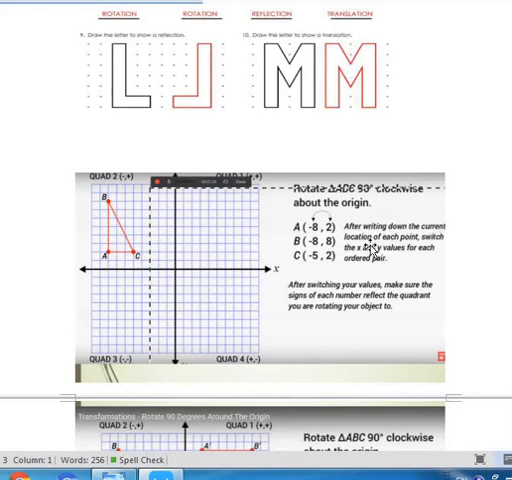After writing down the current location of each point, I need to rotate the triangle ABC 90 degrees clockwise about the origin. This is the origin, 0, 0. So after writing down the current location of each point, switch the x and y values for each ordered pair. We are going to switch to change their places. After switching your values, make sure the signs of each number reflect the quadrant you are rotating your object to. Let's see together.